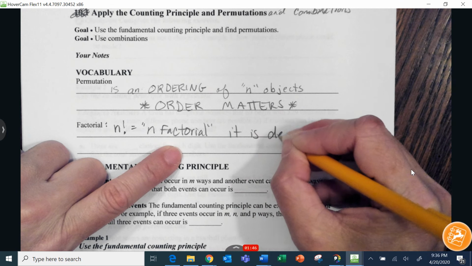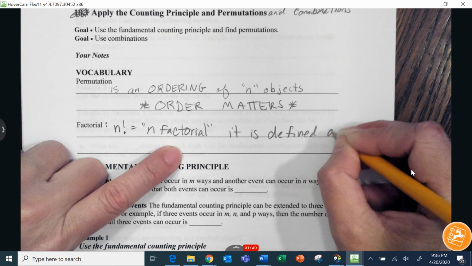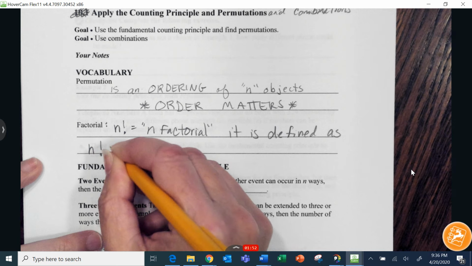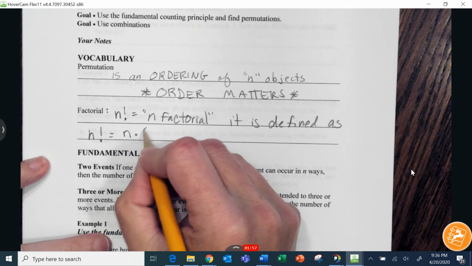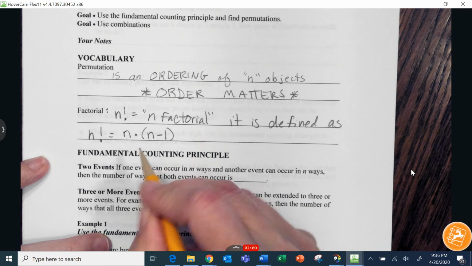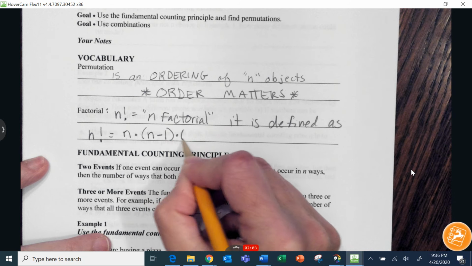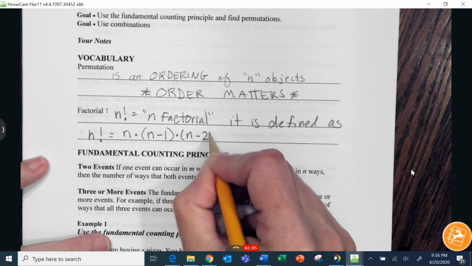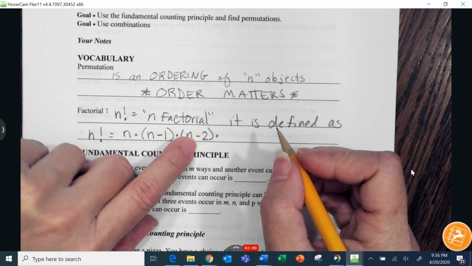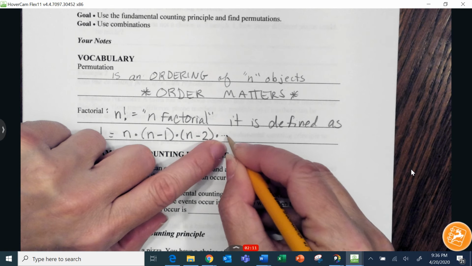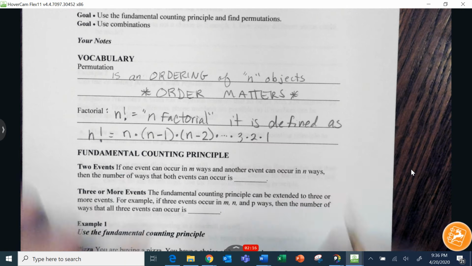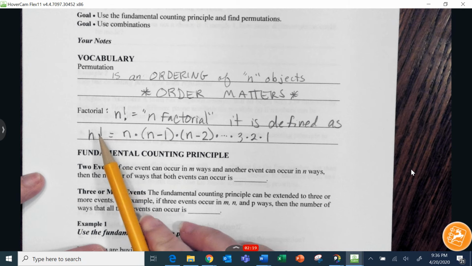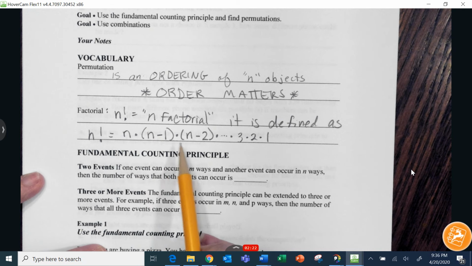And it is defined as, so if we have n factorial, what you do is you take whatever number n is, and you're going to multiply that by 1 less than n. So I don't know what n is, take away 1. Then we're going to multiply that by, take away 2 from n. We're going to follow this pattern. We're going to keep going until we multiply by 3, then we multiply by 2, then we multiply by 1, and we stop. So factorial, you take whatever number it is, you keep subtracting 1 from it, and keep multiplying that number all the way down till you get to number 1.